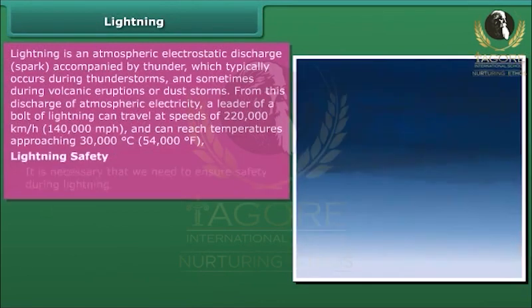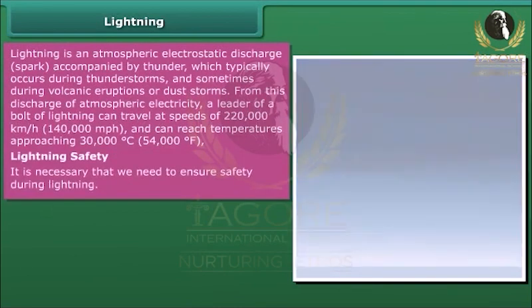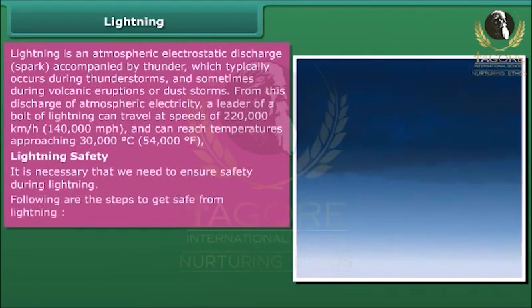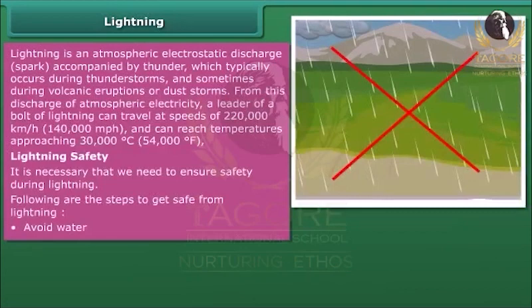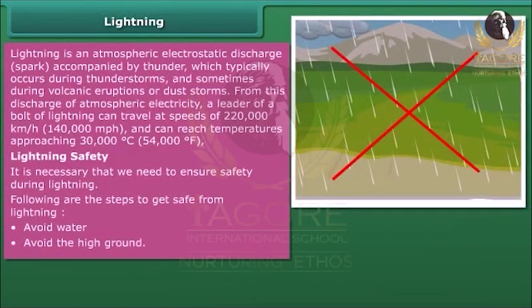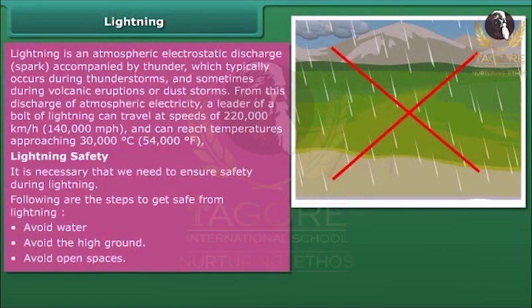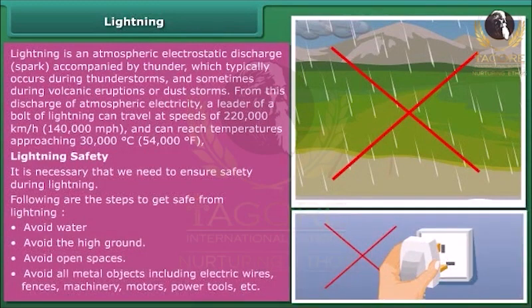Lightning safety. It is necessary that we ensure safety during lightning. Following are the steps to get safe from lightning. Avoid water. Avoid the high ground. Avoid open spaces. Avoid all metal objects including electric wires, fences, machinery, motors, power tools, etc.